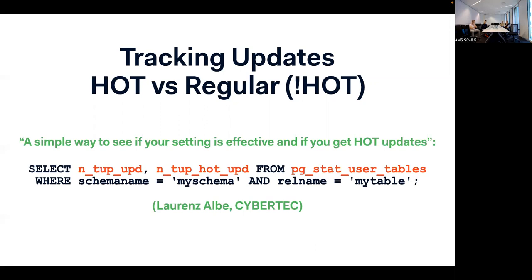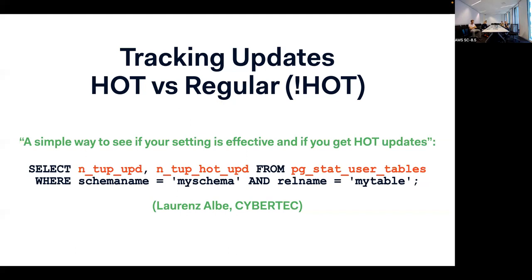Lorenzo put this in the Cybertec post on hot updates and write amplification. He refers to the pg_stat_user_tables, and two of the metrics there are the total number of updates, that's since the Postgres instance started for that table, and the total number of hot updates. So this is a starting point, and it's a very good starting point, but in practice we need quite a lot more than this.